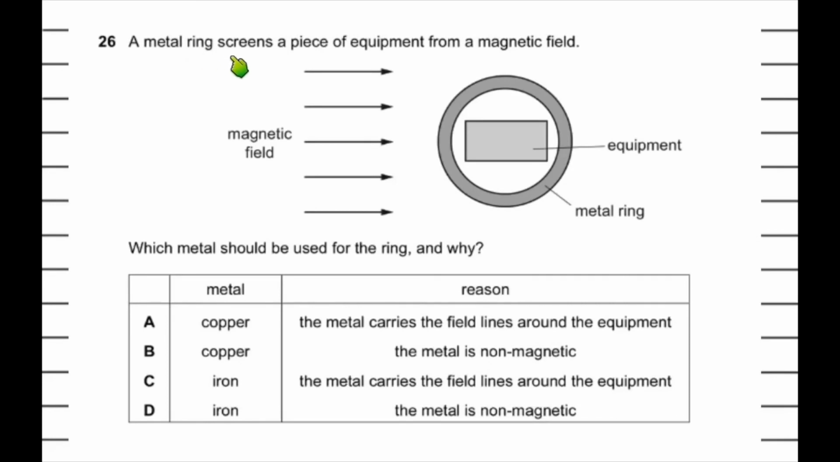A metal ring screens a piece of equipment from a magnetic field. These are magnetic field lines, this is the equipment that has to be screened, and this is the metal ring. Which metal should be used for the ring and why? Think.